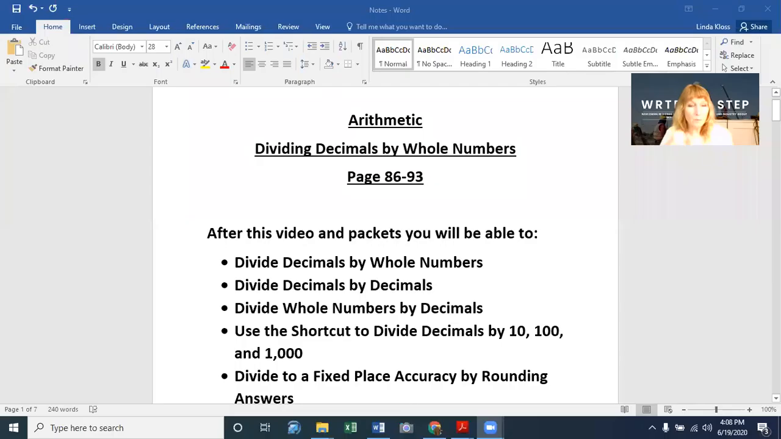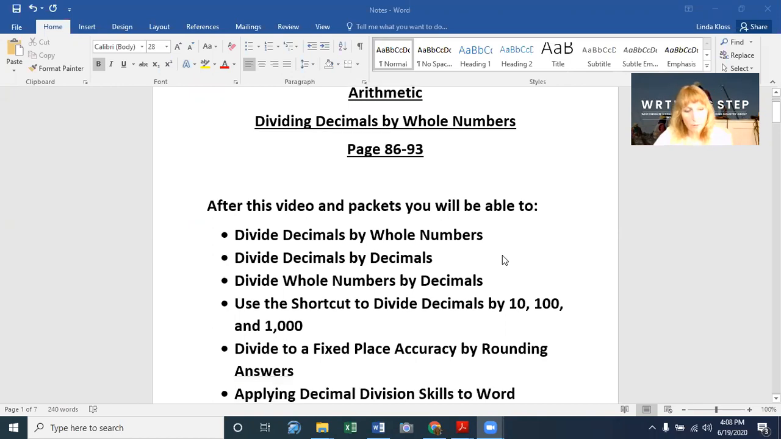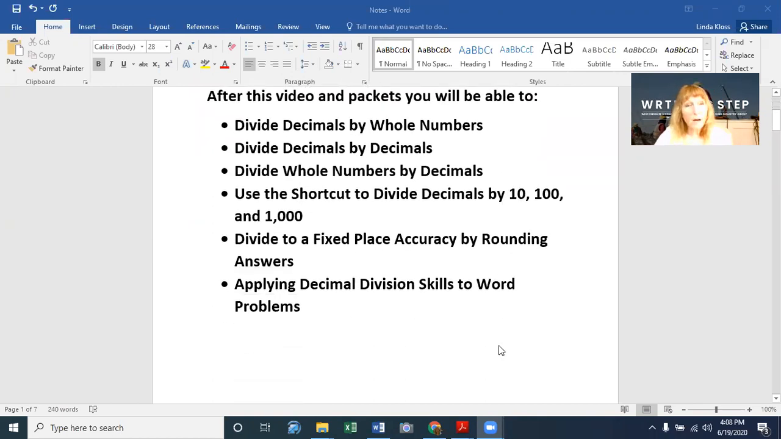So we are going to talk about dividing decimals by whole numbers, dividing decimals by decimals, being able to divide whole numbers by decimals, using a shortcut method when we divide with a 10, a 100, or a 1000, dividing to a fixed place accuracy, which actually is rounding to a certain place value, and applying our decimal division skills with word problems. So let's get started.